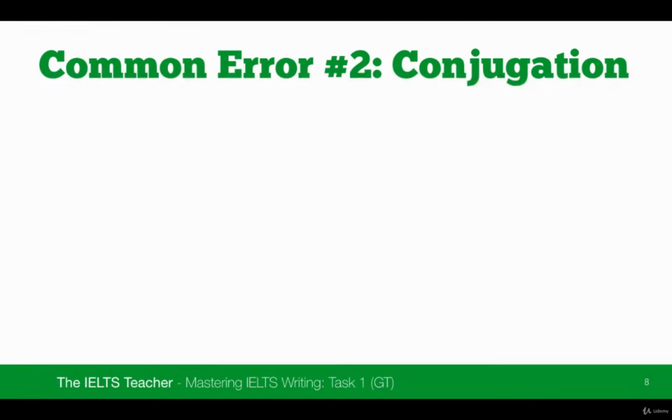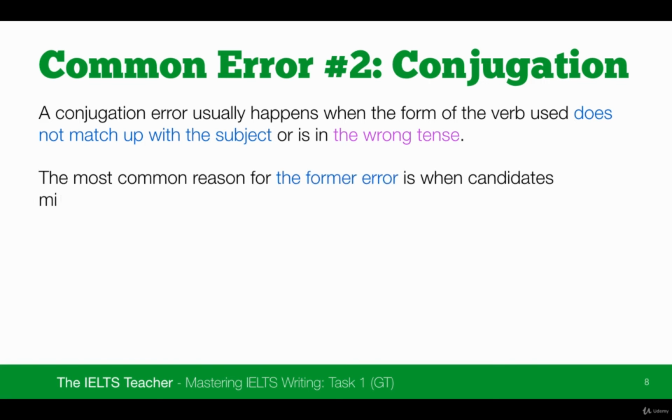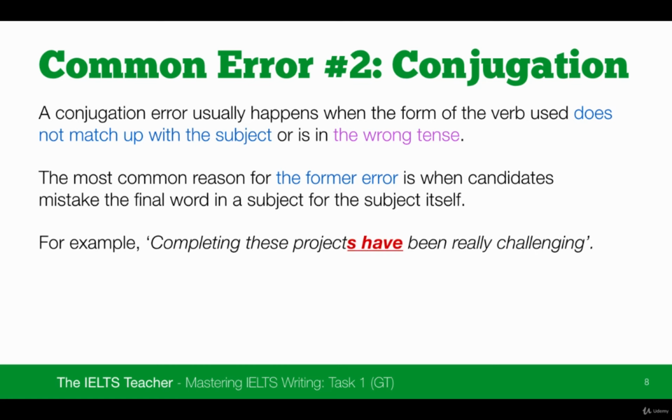Let's move on and think about the second comma error, which is verb conjugation. Now, a conjugation error usually happens when the form of the verb used either does not match up with the subject or the verb is in the wrong tense. So this is the form of the verb, the conjugation of the verb, and there are two problems here. Now, the most common reason for the former error, not matching up with the subject, is when candidates mistake the final word in a subject for the subject itself. Let's have a look at an example. Completing these projects have been really challenging.